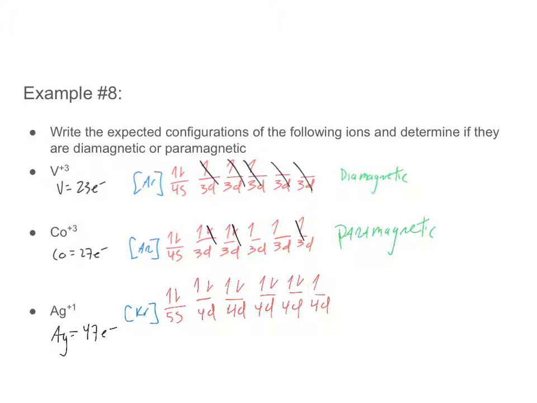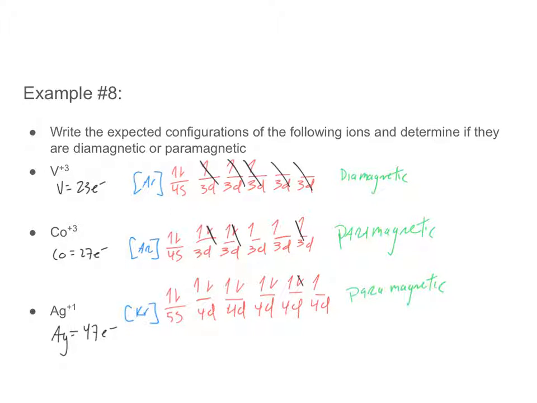So that's the electron configuration for silver, and it's going to lose 1 electron. Oops, I got carried away. I put too many on there. So now it's going to lose 1 of its electrons. So now I have a situation where not all the electrons are paired up again, so it's also paramagnetic.